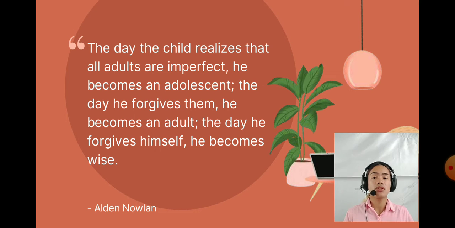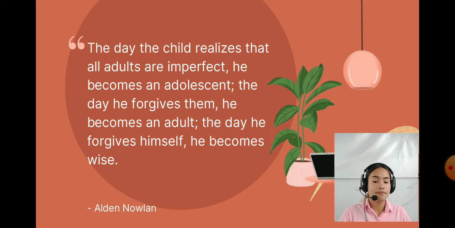So, the famous quote, according to Alden Nolan: the day the child realizes that all adults are imperfect, he becomes an adolescent. The day he forgives them, he becomes an adult. The day he forgives himself, he becomes wise.